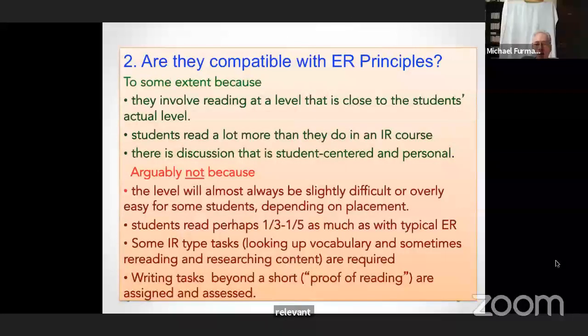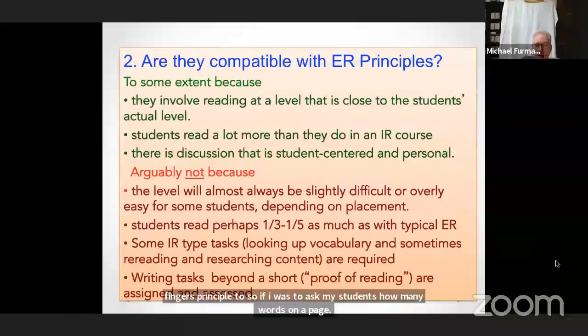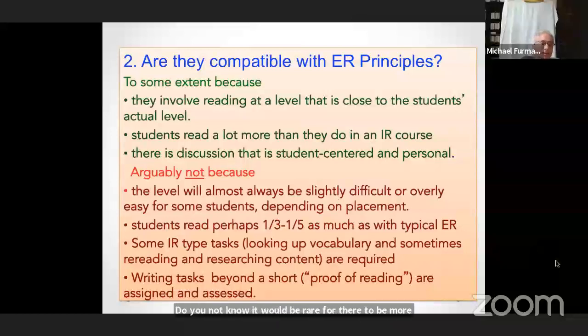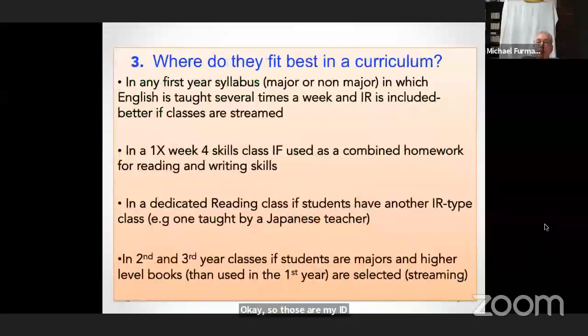Also, in terms of looking up vocabulary, that's not going to be that necessary. I go with the 5 fingers principle too. So if I was to ask my students how many words on a page do you not know, it would be rare for there to be more than 4, and it would be rare for there to be 0. So it's pretty much all between the 1 and the 3 range. Okay, so those are my ideas about that.